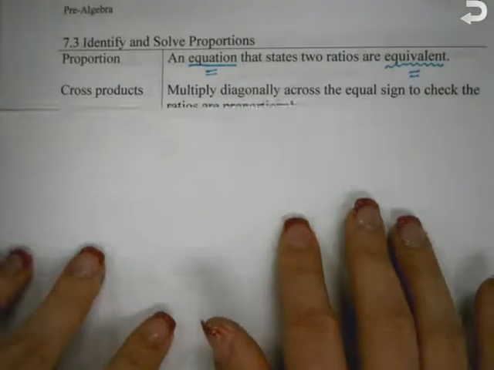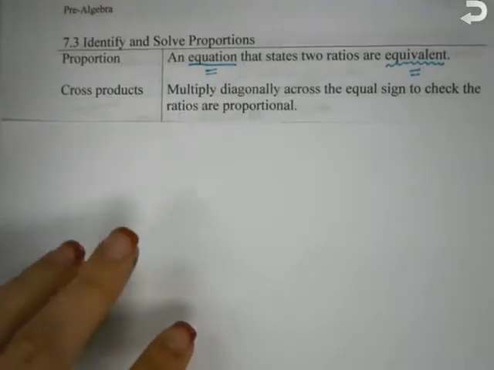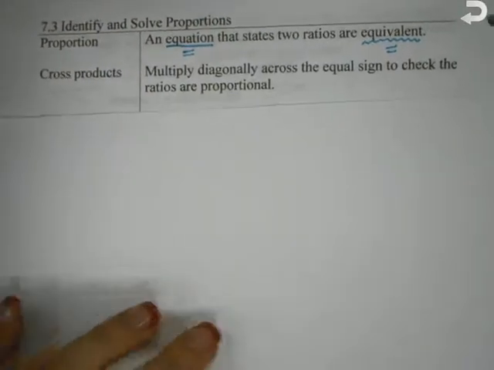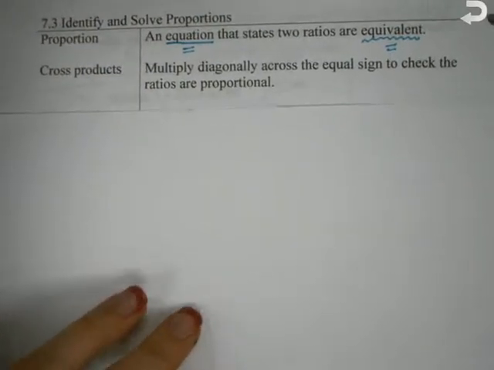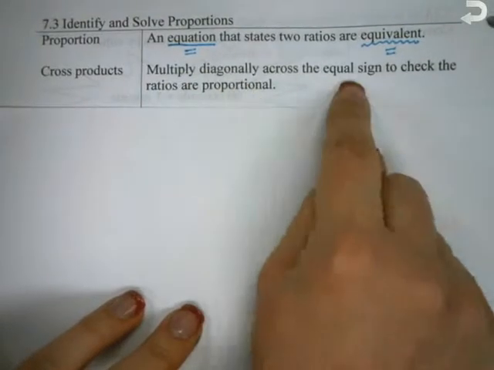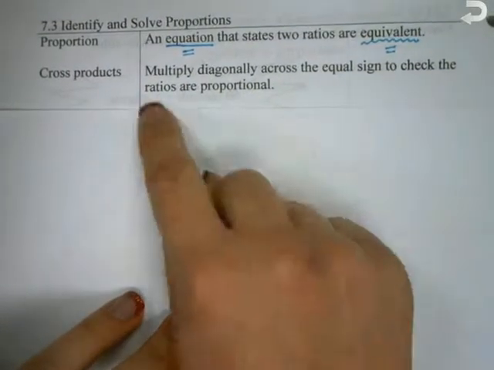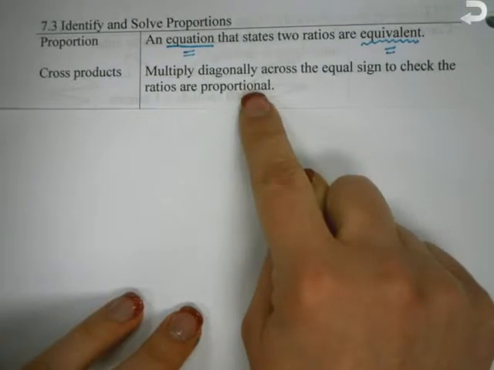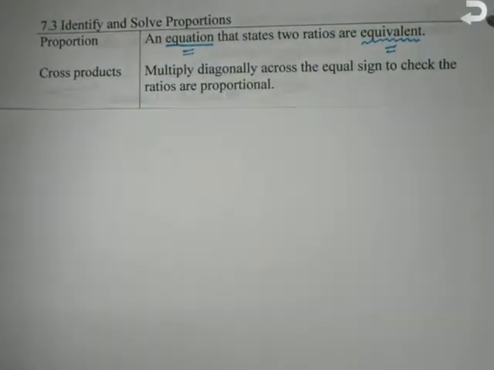We also need to know what is called cross products. We're going to be using cross products a lot for this. Taking a cross product means that we are going to multiply diagonally across the equal sign to check if the ratios are proportional. So we're going to multiply across the diagonals, and we should get two equal numbers. And that's going to tell us whether or not what we're looking at, the two ratios, are proportional.